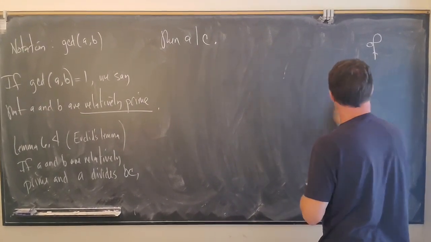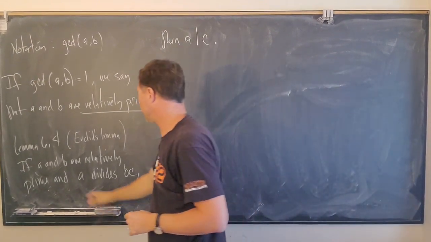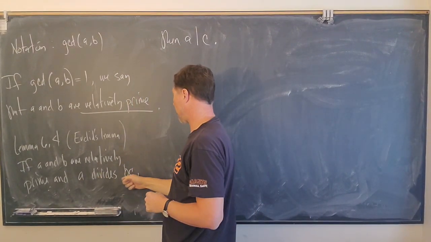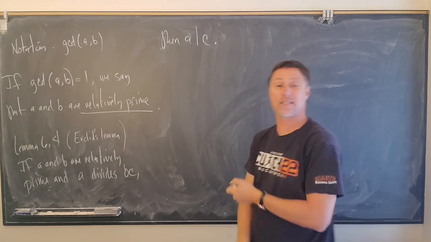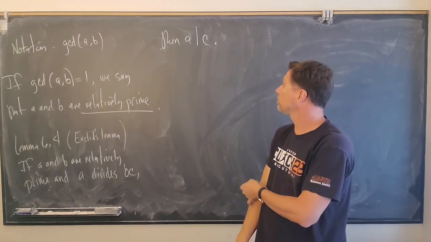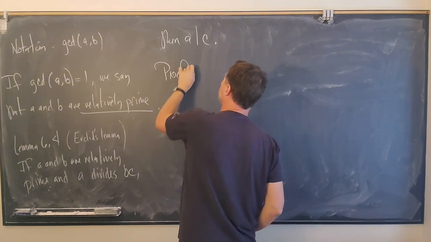Right, so this is a fact. You may have learned this in a number theory class, maybe even a combinatorics class. If A divides this product right here, B times C, and you know that A and B are relatively prime, then A has to divide the other factor. So let's prove this.